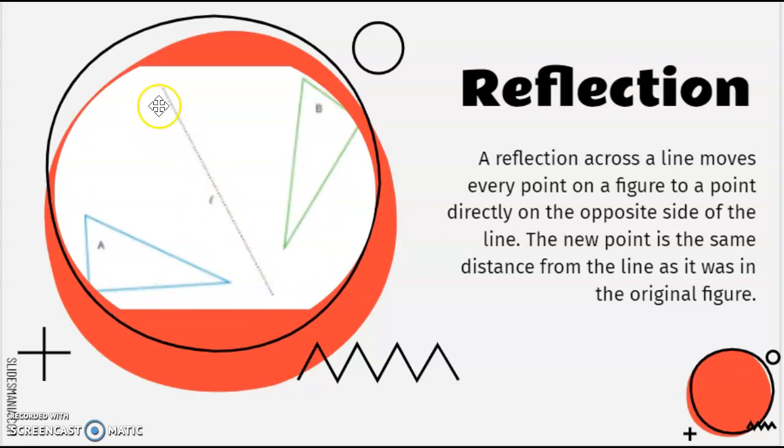So imagine if this is a mirror. If you're looking in a mirror, you see yourself, but it's flipped. So looking at the points, here's one point going that way. The mirror reflection will be the point going that way. Here's the corner. Here's the corner. You can't really see the edge, but there's the other edge. So reflection, just think of a mirror.